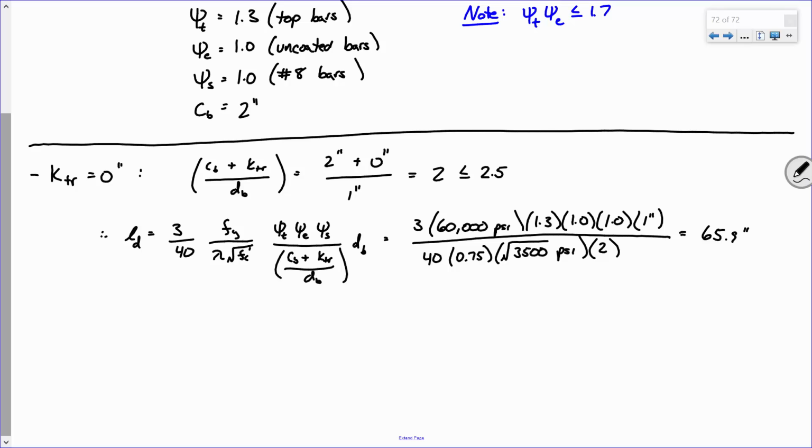All right. Now, can we do anything with that value? We can reduce it. All right. So we can say LD reduced, we can say we take that 65.9 inches and we multiply it by a ratio. We take the area of steel that we needed divided by the area of steel we actually have. How much did we need? 2.88. And how much did we actually provide? 3.14.